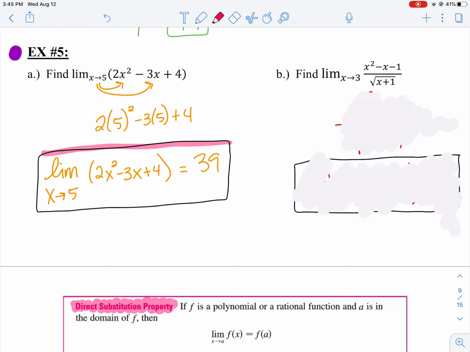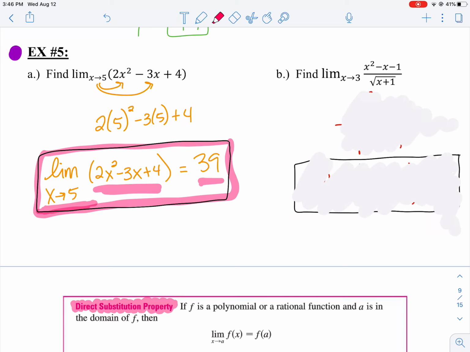You notice that I used really good notation here, that I don't just have a floating 39 on my paper, that I've used the notation, the limit as x approaches 5 of my function equals 39. That's what I'm expecting you to do as you're working through your homework and as you're doing your exams, so that you can practice all of that good notation. You don't just have floating numbers on your paper. Okay? Let's do another one.